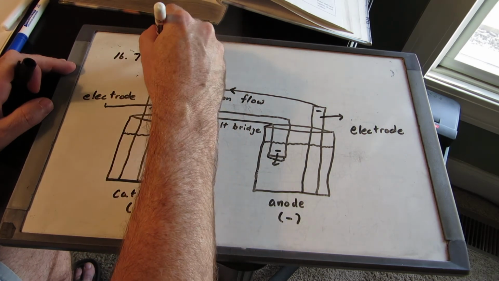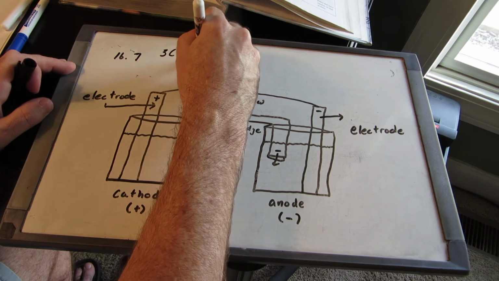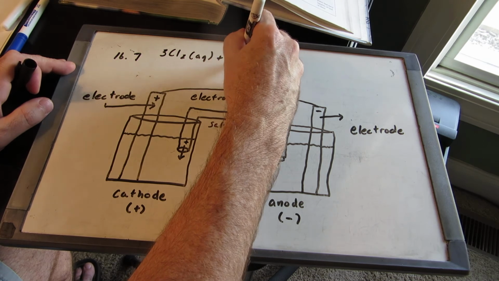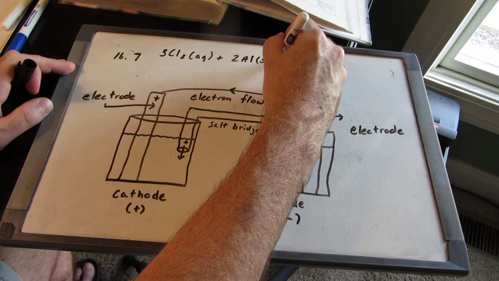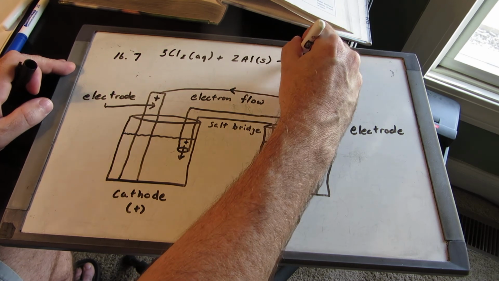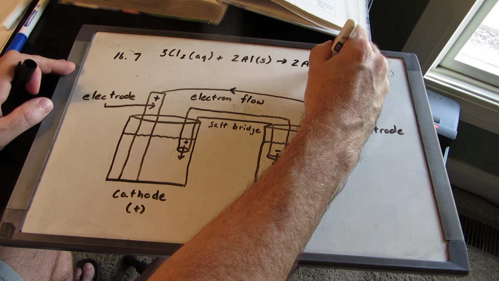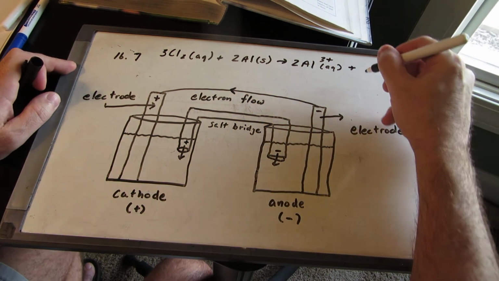We have 3Cl2, that's aqueous, plus 2Al, solid, makes 2Al3+ plus 6Cl minus.